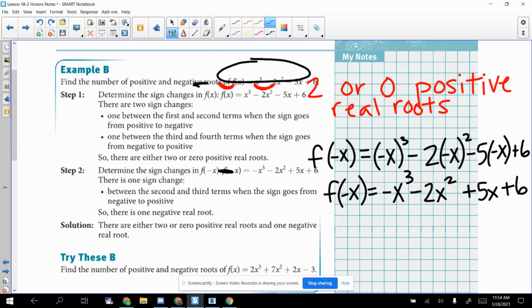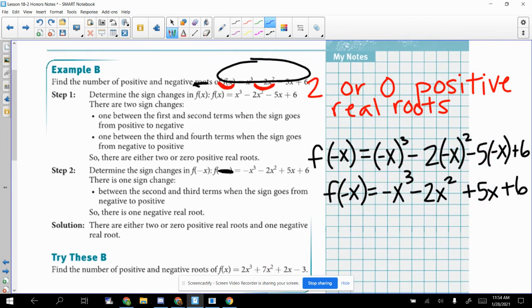Okay. So now once you've done that, you again need to check how many sign changes there are. So from your first term to your second term, it's negative to a negative. So that's not a sign change. From your second term to your third term, there is a sign change. It's negative to a positive. So that is a sign change. And then from your third to fourth, they're both positive. So that's not a sign change.